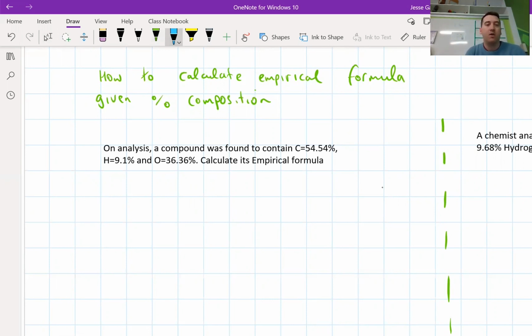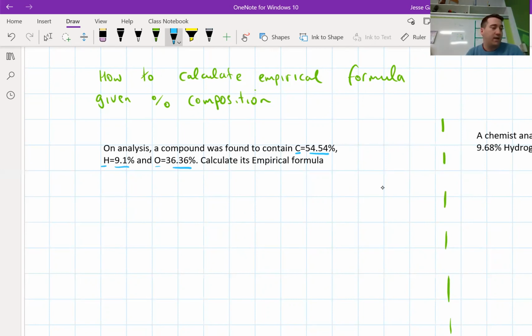Right, let's highlight the important things in the question. It says, on analysis, a compound was found to contain, so there are three elements here: carbon, hydrogen, and oxygen. This is how a question like this will look. They'll give you 3 elements or 4 elements or even 2 elements, depending on how many are in the compound. They ask you to find the empirical formula, but the key thing here is they're giving you percentages. These are the percentages of each element in the compound.